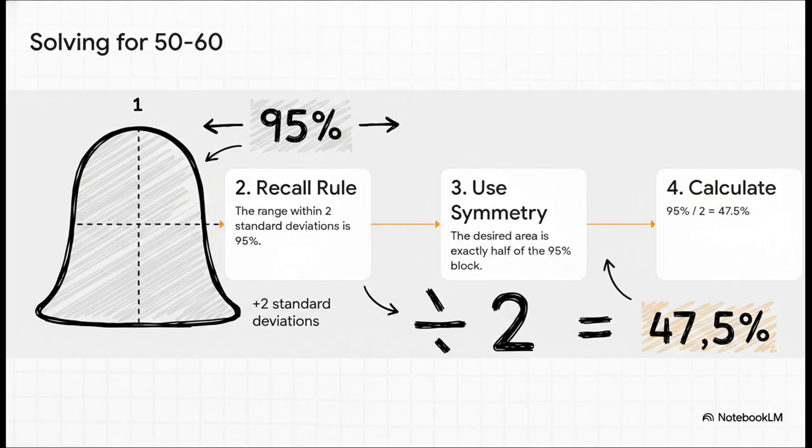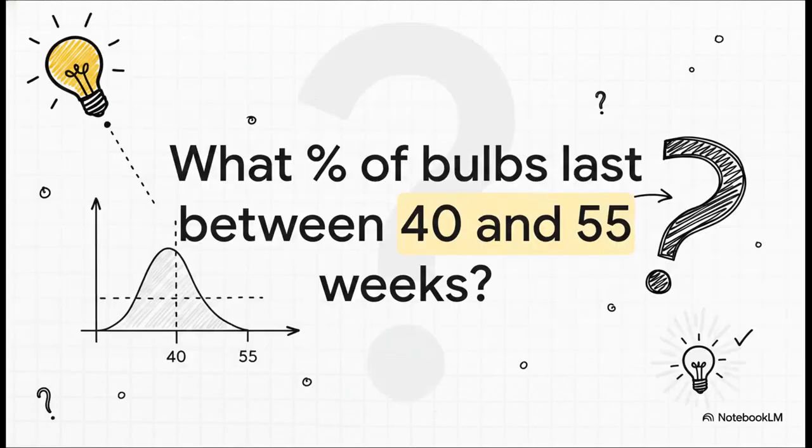The total range within 2 standard deviations is 95%. But we only want the right side of that, from the middle to the 60-week mark. And since the bell curve is perfectly symmetrical, we just chop that 95% in half. So 95 divided by 2 gives us our answer, 47.5%. See? Simple as that.